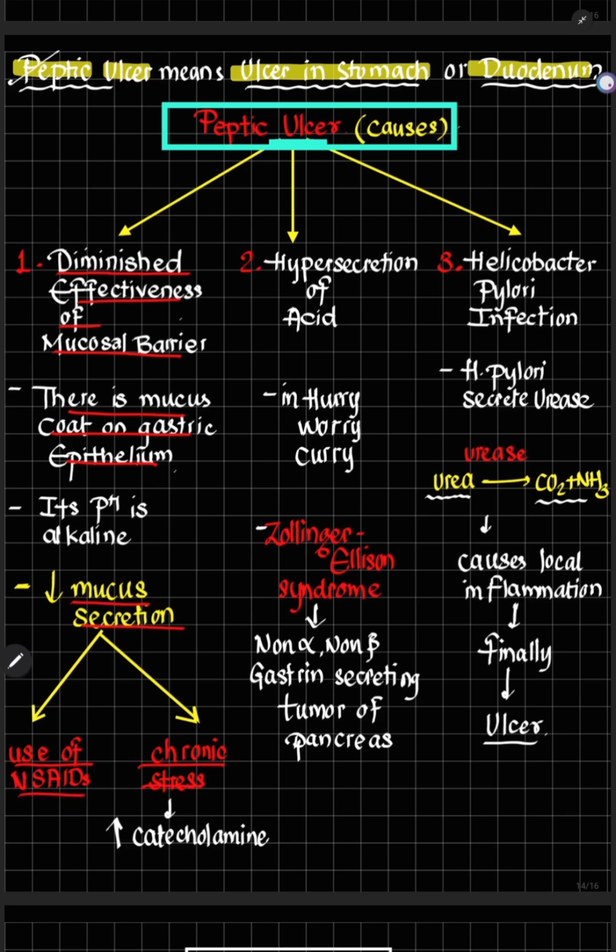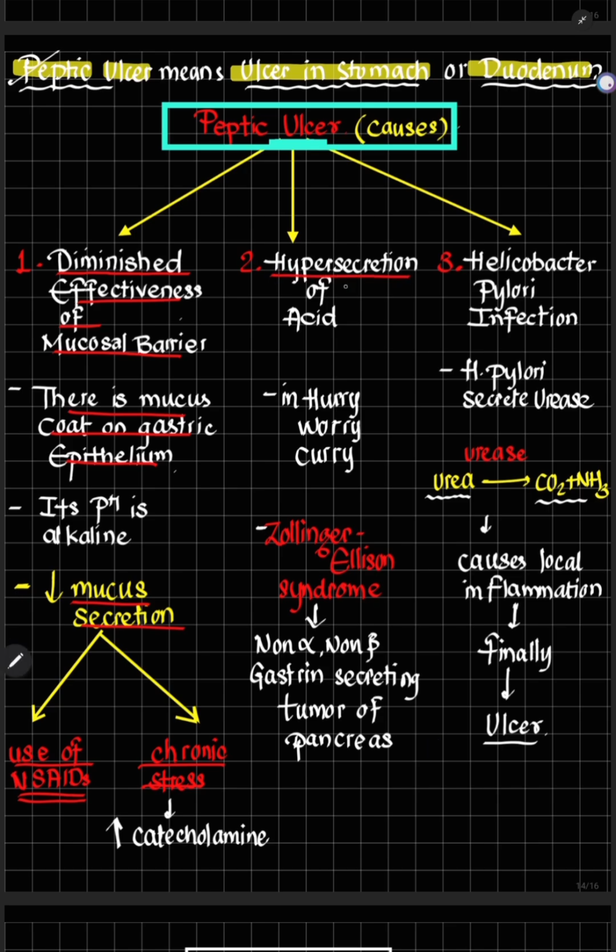So what will the use of NSAIDs do? First of all, NSAIDs means non-steroidal anti-inflammatory drugs. Non-steroidal anti-inflammatory drugs such as aspirin and diclofenac cause a decrease in mucus secretion. Another reason for decreased mucus secretion is chronic stress. Chronic stress leads to an increase in catecholamine secretion, which causes a decrease in mucus secretion.